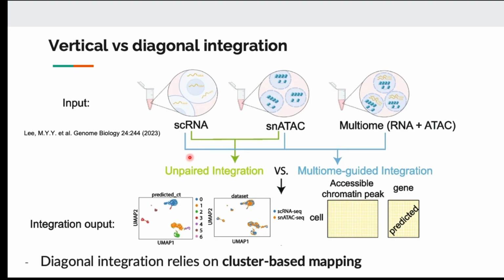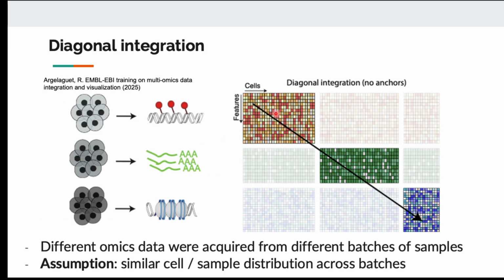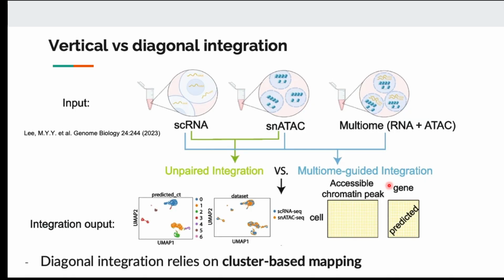So it's just to show you the worst case, because most of the time you cannot go back to the same sample and extract more DNA or RNA to analyze the data. Usually if your study is done, then it's done. So most of the time in the real world, we have to deal with diagonal integration. But luckily, with diagonal integration, there is an assumption that we can make.